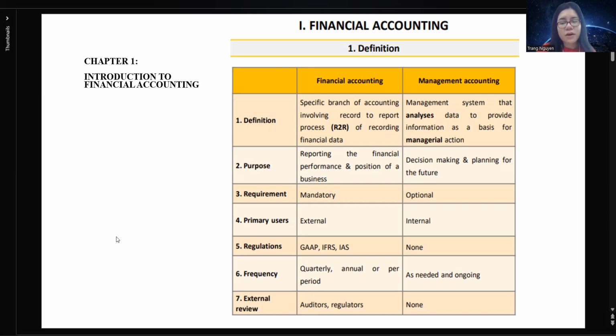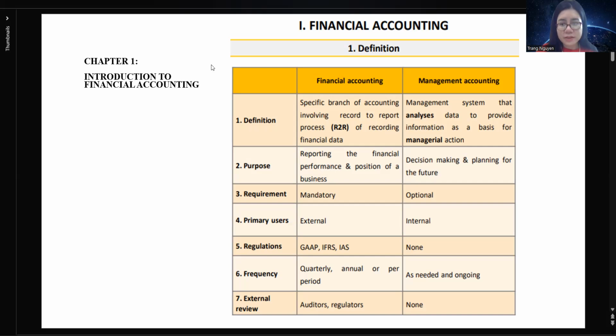So how about the purpose of each accounting? Financial accounting is reporting the financial performance and position of a business. Meanwhile, management accounting has the purpose of decision-making and planning for the future.